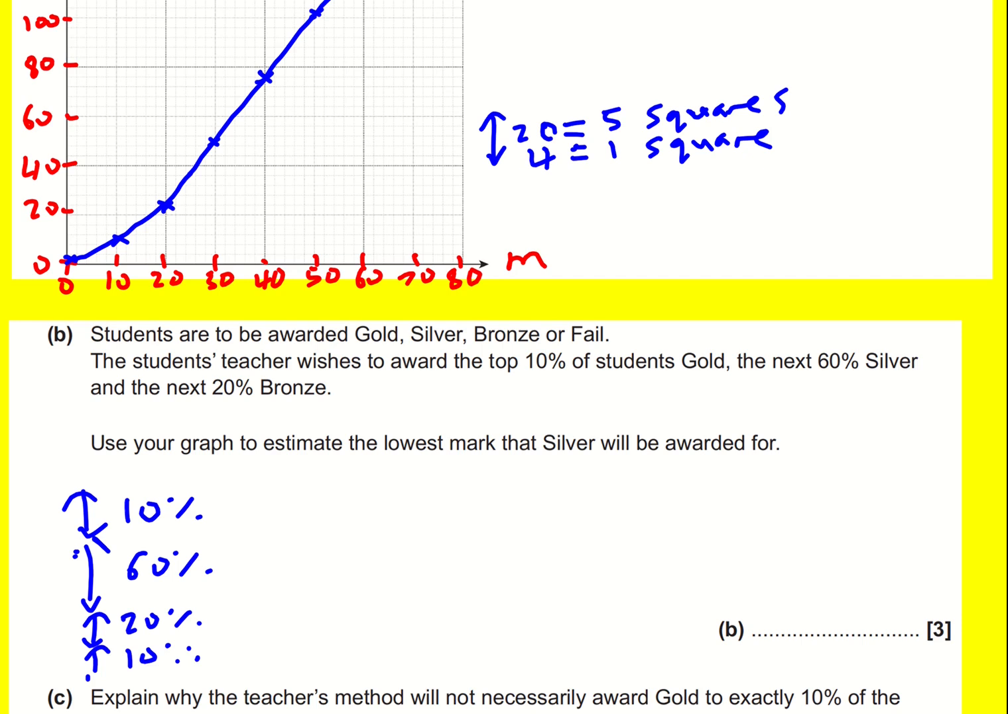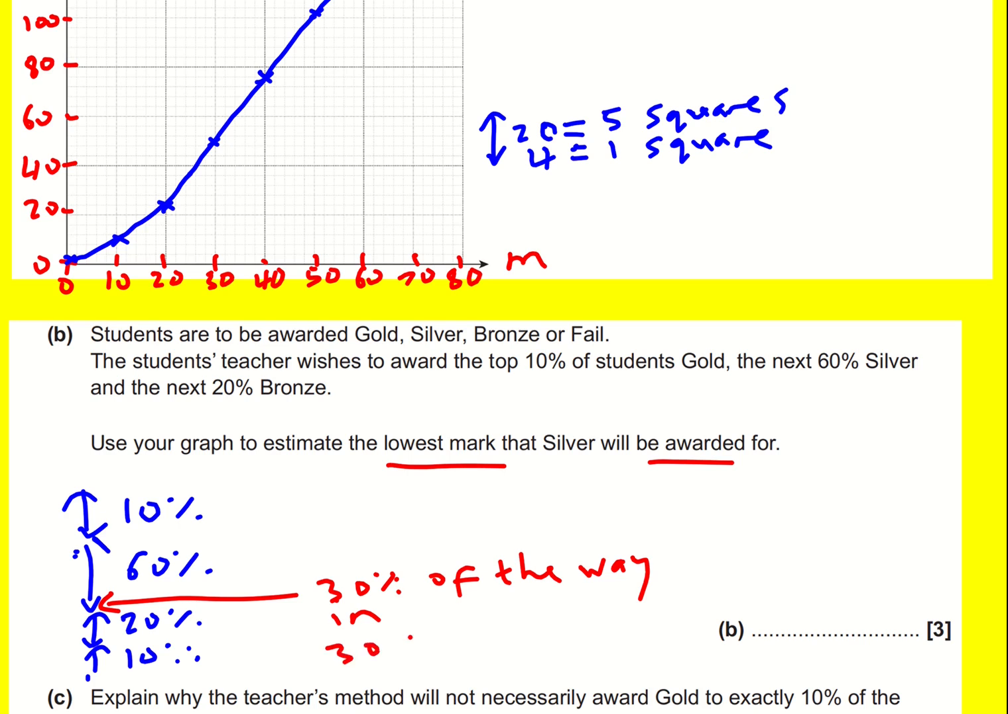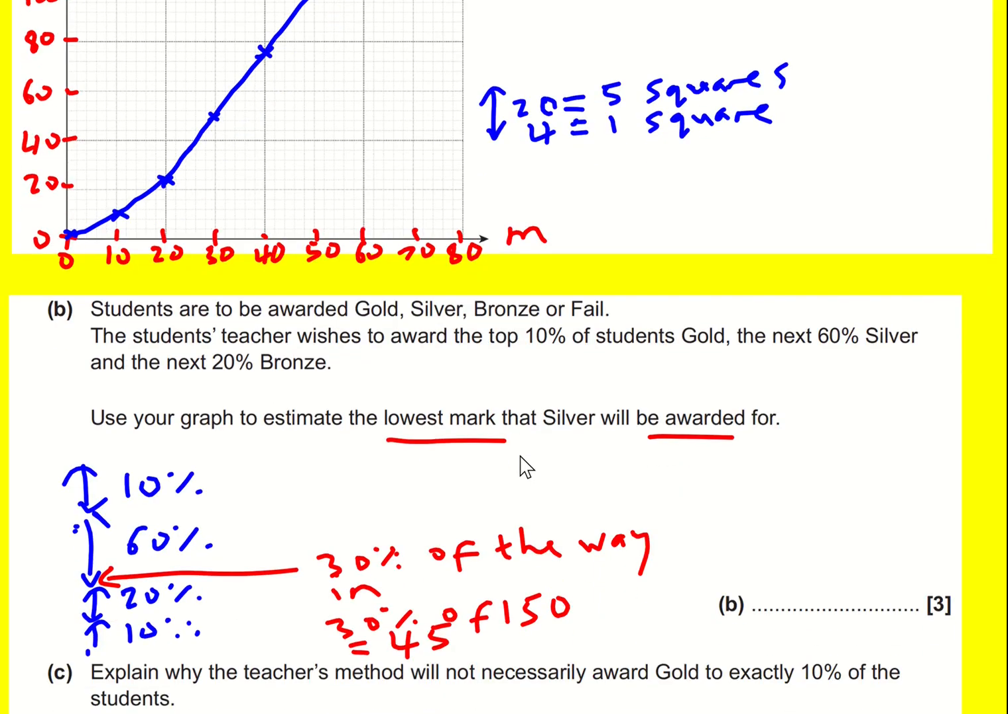And what we're interested in is the lowest mark that silver is awarded for. So it's going to be here. It's going to be 30% of the way in. I.e., like if the number of people, 30% of 150. Now, 10% of 150 is 15, so 30% is 45, and we're interested in the 45th person. Okay, I hope that made sense.